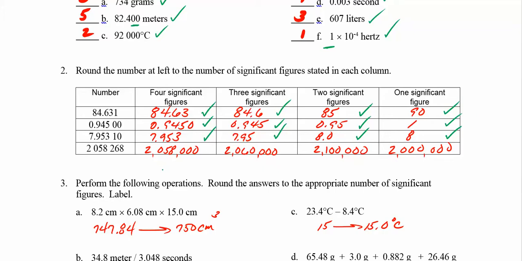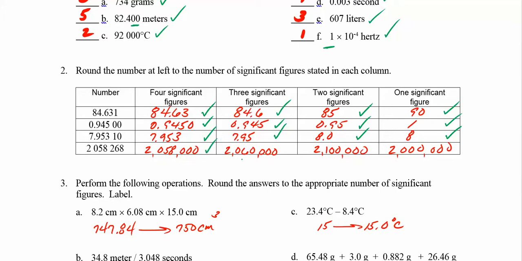The next one, 2,058,268. We want 4 significant digits. Does this 2 kick this 8 up? No, it's not big enough. So we leave it at 2,058,000. Remember to hold the places with these 3 zeros.